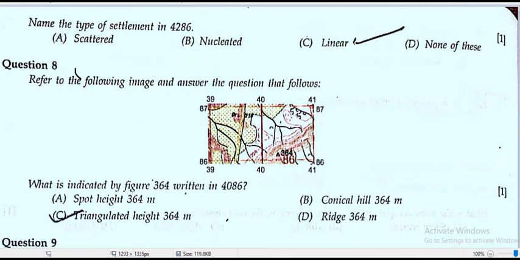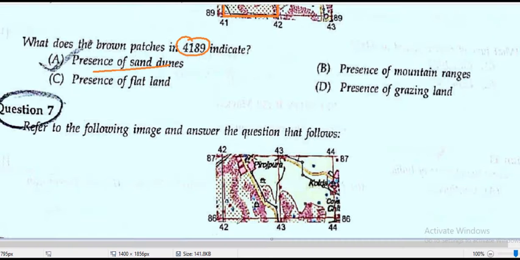Next question, name the type of settlement in 4286. What type of settlements are there? You can see in that part this type of settlement. The road is there, and beside the roads there are the settlements. So this is one type of linear settlement.